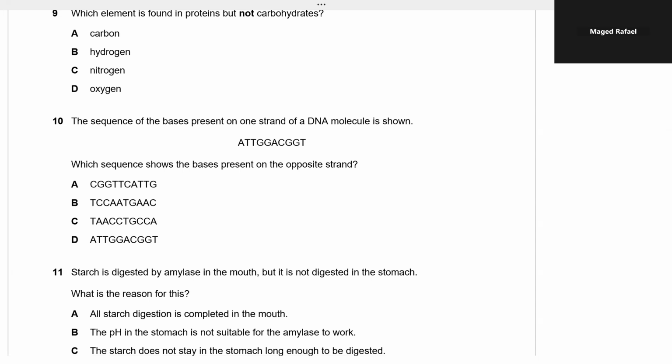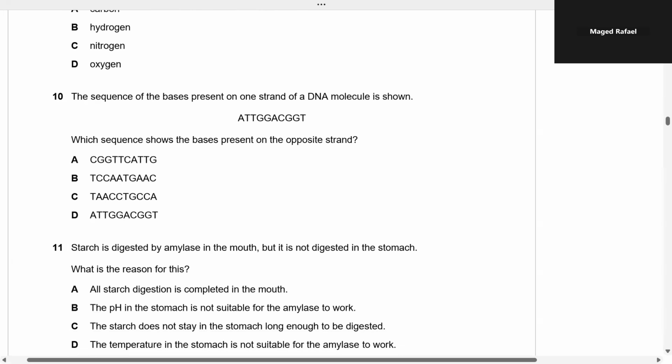And in question 10, the sequence of the bases present on one strand of a DNA molecule is shown. Which sequence shows the bases present on the opposite strand? The answer is C. If you want to just find the complementary strand, A binds with T and T binds with A, G binds with C and C binds with G.